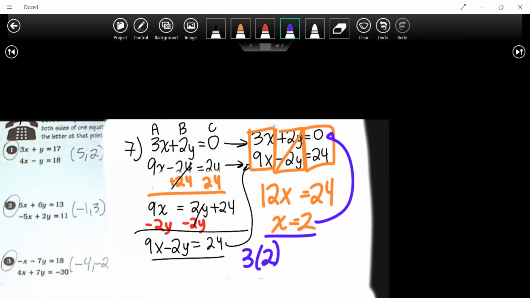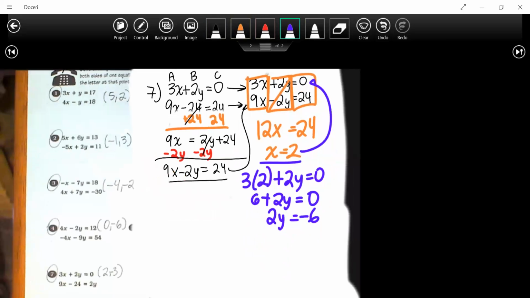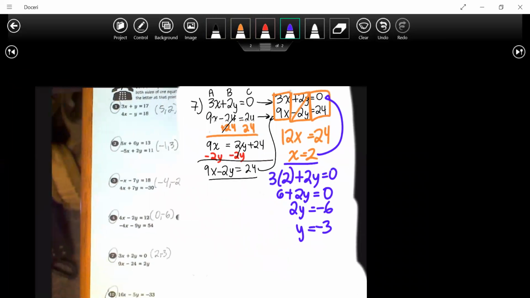3 times 2 plus 2y is equal to 0. We're going to get 6 plus 2y is equal to 0. 2y is equal to negative 6. Y is going to be equal to negative 3. Therefore, my solution happens to be 2, negative 3.